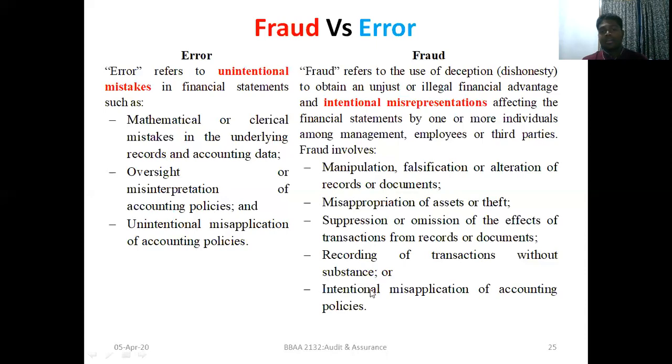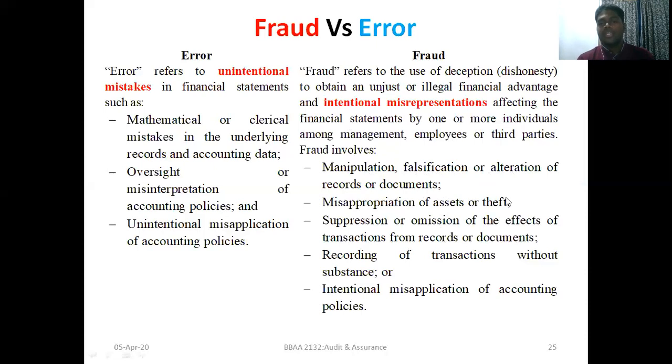But intentionally, when they misapply the accounting policies, that is fraud. When people do it intentionally, that is fraud. When they do it unintentionally, it is an error. Some examples of fraud: manipulation, falsification or alteration of records and documents. This normally happens. They will make some alteration in the figures or in the records. That's a fraud. That's cheating.